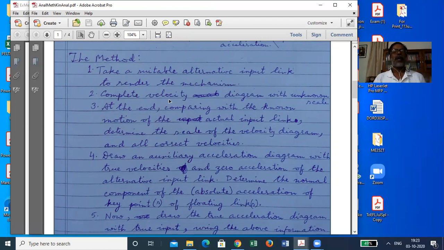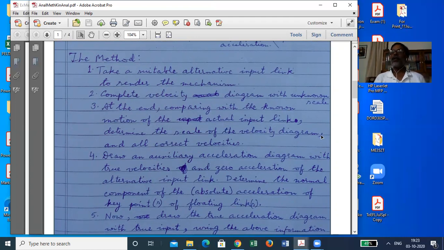So complete the velocity diagram starting from the alternative input all the way up to the end. Till that, you don't know the scale, which is unknown. But after completing it, you see that whatever is the velocity of the point which you would have otherwise known from the actual input, that velocity also in your velocity diagram will appear in some length, and from there work out the scale. And then comparing with the known motion of the actual input link, determine the scale of the velocity diagram.